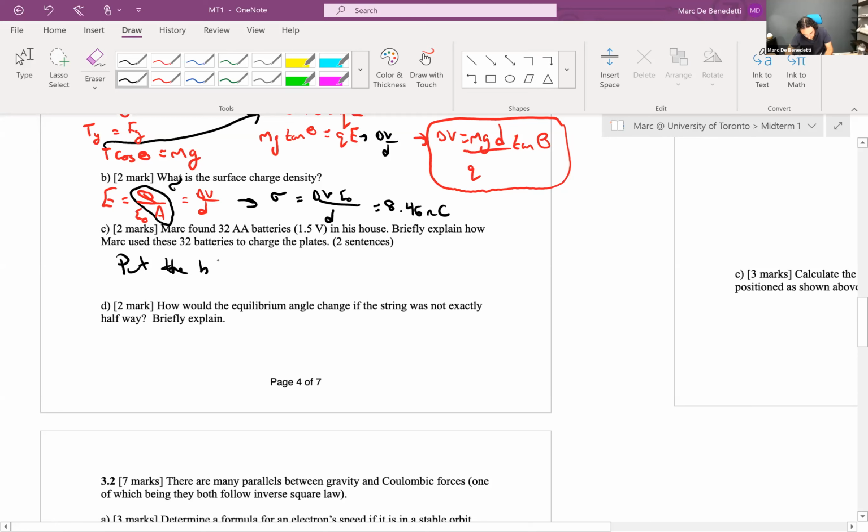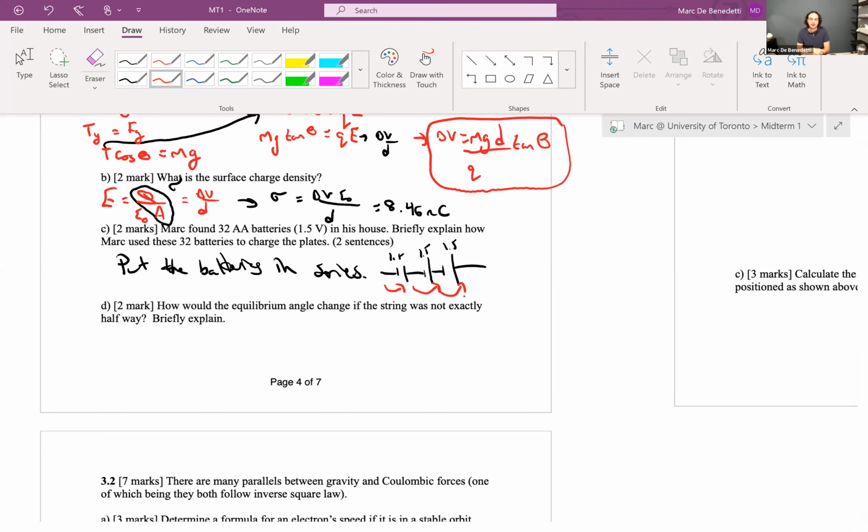Put the batteries in series. So if each battery was 1.5 volts, then, from our lessons with Kirchhoff's rules, every time you pass over a battery in the loop, depending what side you're traveling, you're either adding the voltage of the battery or subtracting it. So when batteries are in series with one another, you're climbing 1.5 volts, climbing 1.5 volts, climbing 1.5 volts. If you climb through 3 batteries, you're at 4.5 volts. So if you climb through 32 batteries, you're at 48 volts.